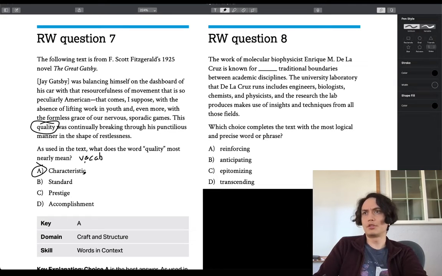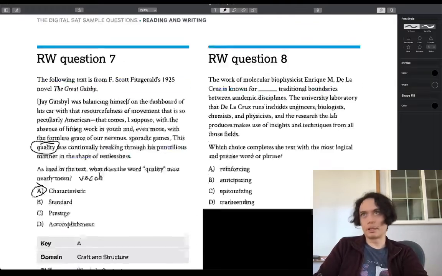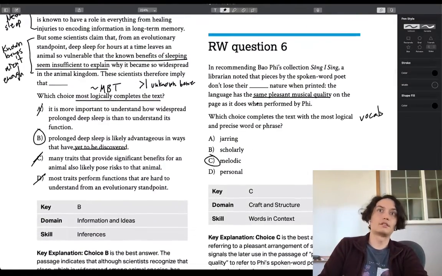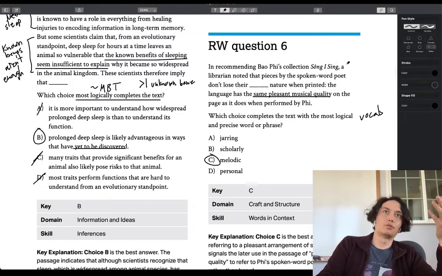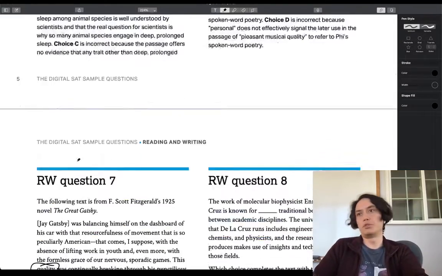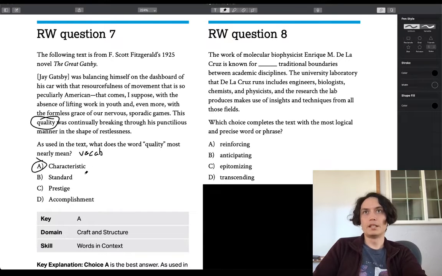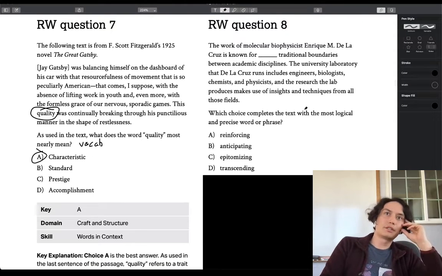This format is new. No. This format is the same. This format is new. They never used to ask SAT questions like this because, oh no, this is from the writing. They would do this in the writing, and they would do this in the reading, and now they're combined. So, all right, whatever. Okay, which choice completes the text with the most logical and precise word? This is just another words in context question, and I'm not that interested in this.